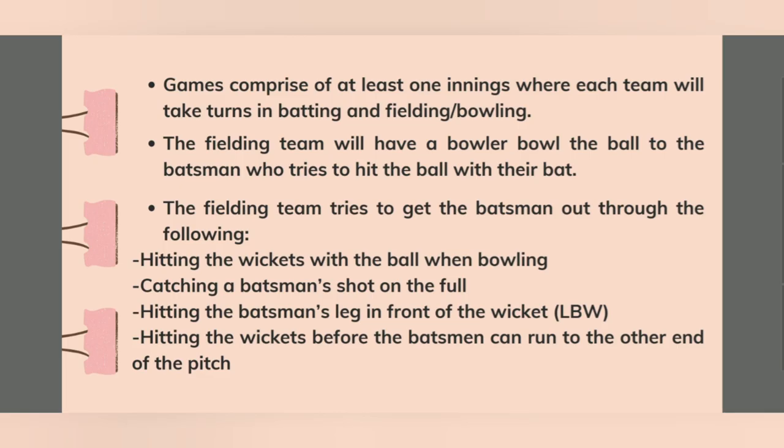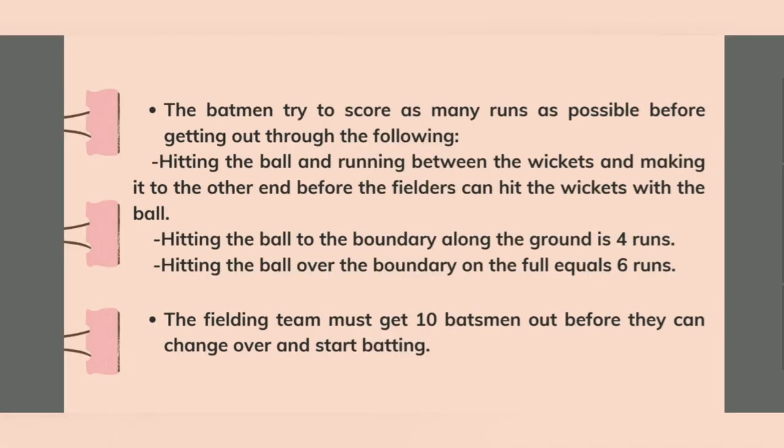Cricket is a game comprised of at least one innings, where each team will take turns in batting and fielding or bowling. Now, the fielding team will have a bowler bowl the ball to the batsman who tries to hit the ball with their bat. The fielding team tries to get the batsman out through the following. First, it could be hitting the wickets with a ball when bowling. Next could be catching a batsman's shot on the full, or it could also be hitting the batsman's leg in front of the wicket, or LBW. And it could also be hitting the wickets before the batsman can run to the other end of the pitch.